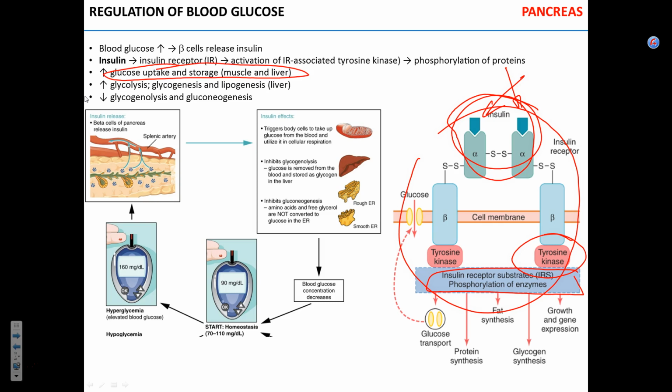Let's figure out what happens. So uptake. You understand the word uptake. Glucose gets into the cells of the liver and into the muscle cells. Good? What is the role of glucose in the cell? What does it do? What is it used for? You just mentioned it. Yes, ATP synthesis.